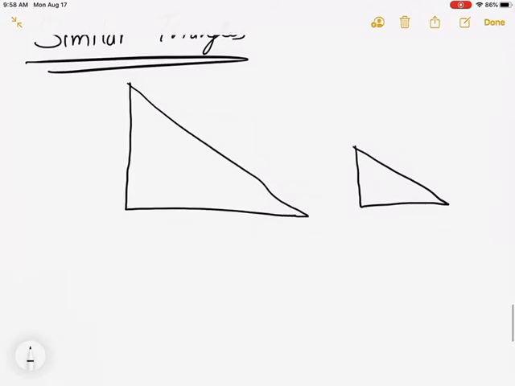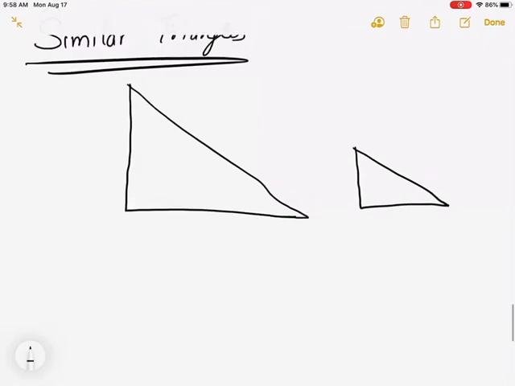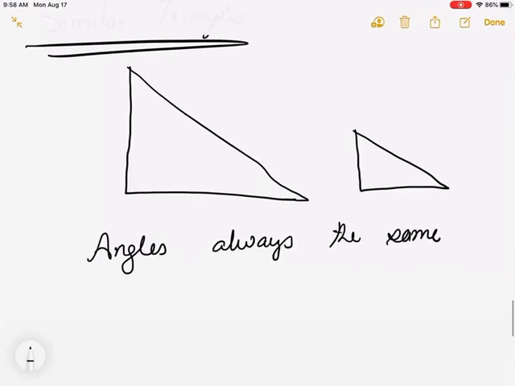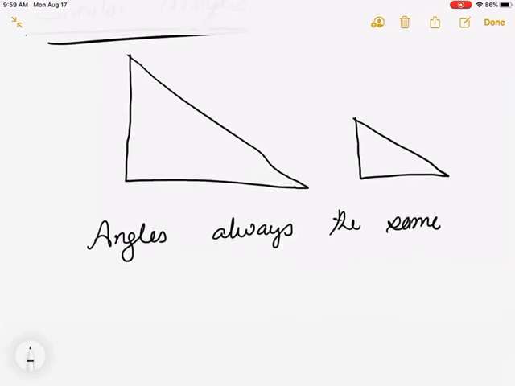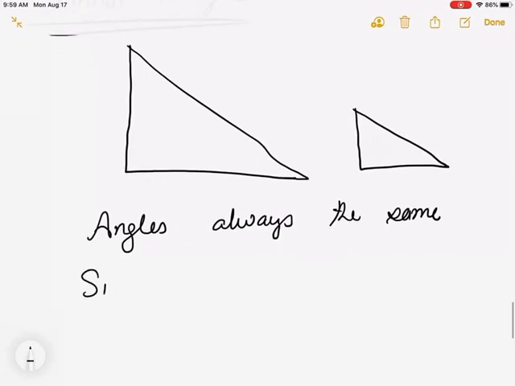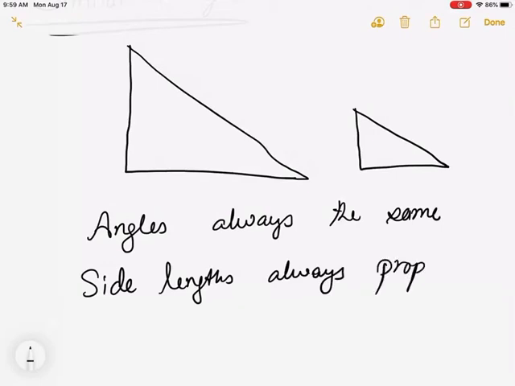That's called a similar triangle. So keep in mind, anytime with similar triangles, angles are always going to be the same, but the side lengths are always going to be proportional. It means the ratio is always going to be the same. So let me show you an example.